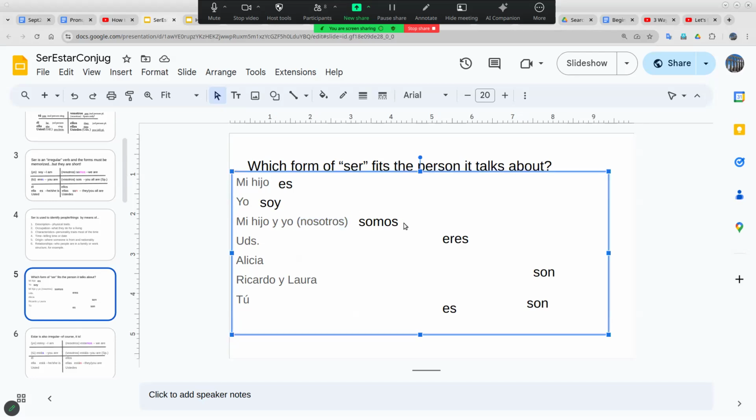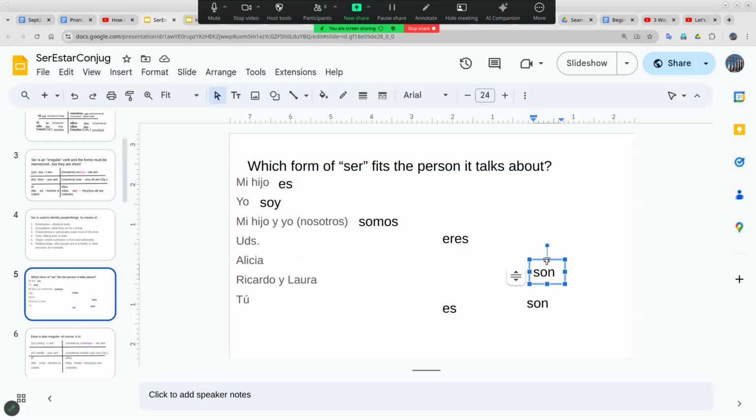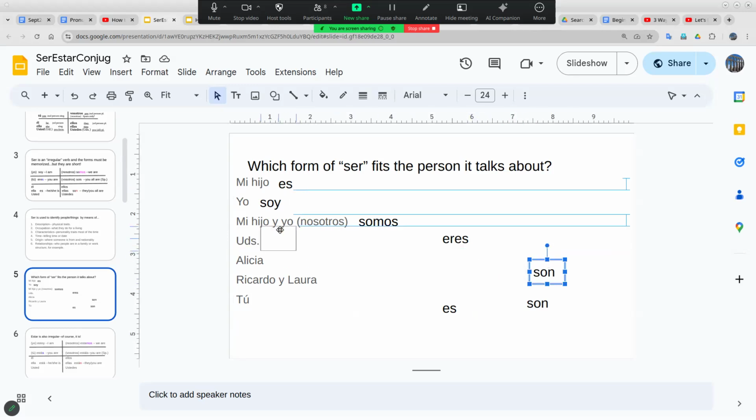Mi hijo y yo somos atletas. Athletes. Somos estadounidenses. We are US citizens. Okay. How about if I want to say, hey, you guys are? Which verb matches up? Son. The N at the end always means more than one person in the group. Ustedes son estudiantes. You guys are students.